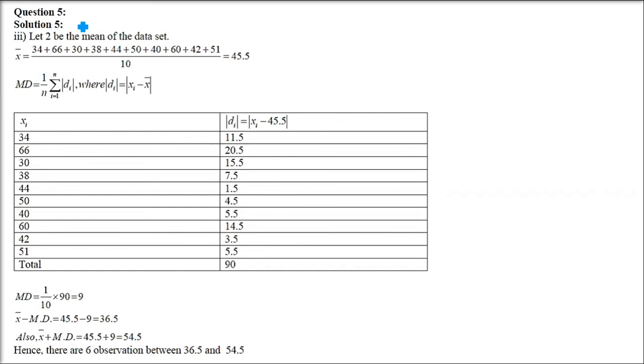Now question number 5 is related to question number 1, and also to 3 and 4. Find the number of observations lying between the arithmetic mean minus mean deviation and the arithmetic mean plus mean deviation, where MD is the mean deviation from the mean. So this X bar is the arithmetic mean, and MD stands for mean deviation.